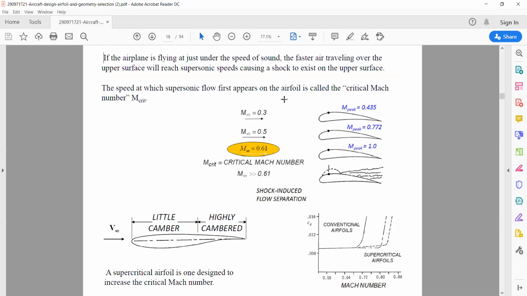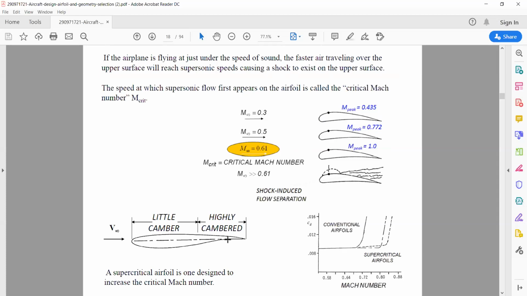The point where the flow first appears to be supersonic on the airfoil is called the critical Mach number. Please understand, most of the time we will use the critical Mach number. The speed at which supersonic flow first appears on the airfoil is called the critical Mach number.